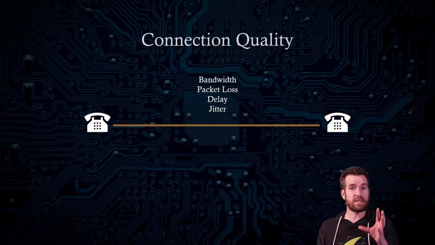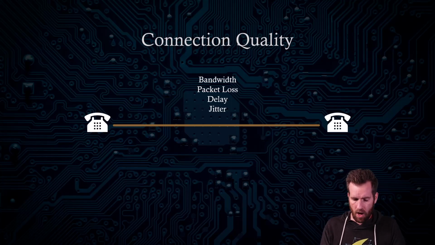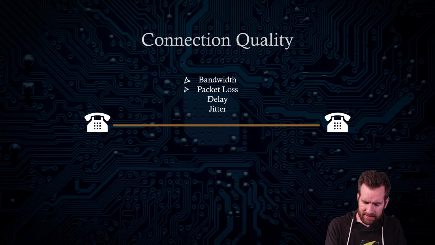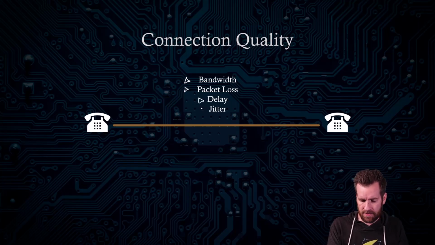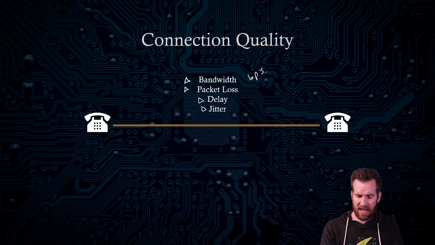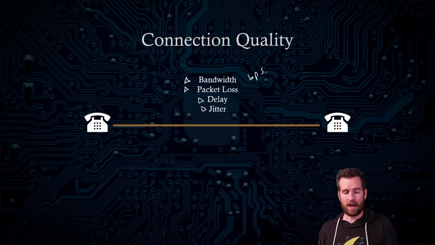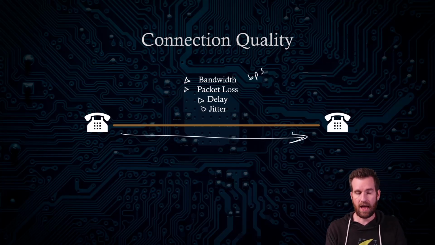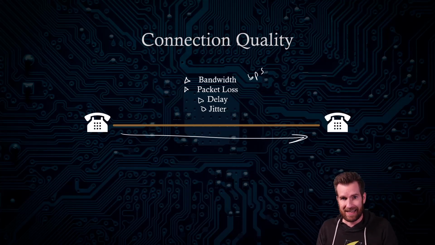There are a few measurements we use for connection quality. One of those is bandwidth. Another one would be packet loss. There's the delay, and there's also jitter. Bandwidth is measured in bits per second, and that's just the full amount of data that we can get from one point to the other. So how much data can go through this connection?